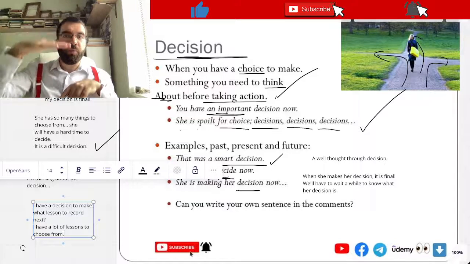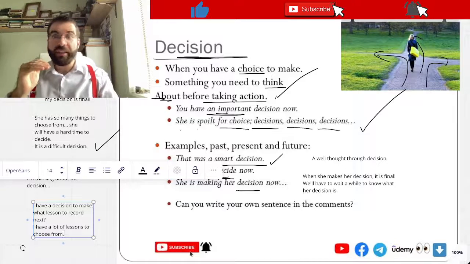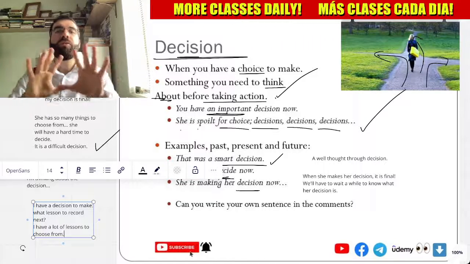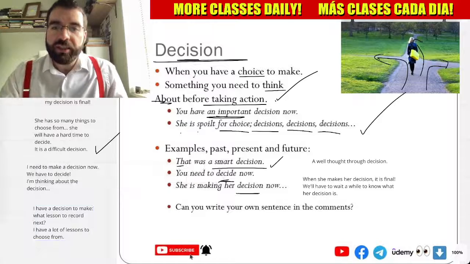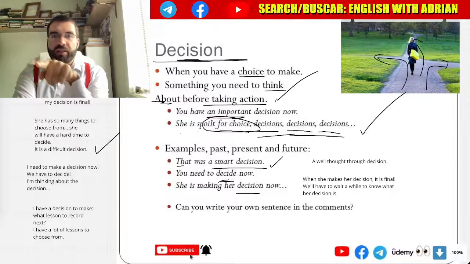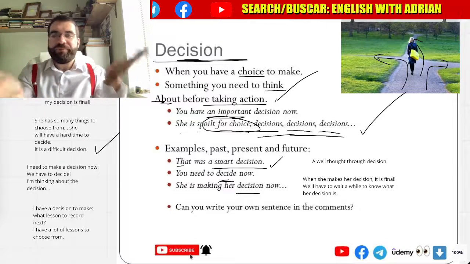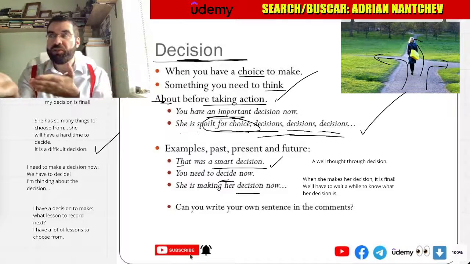I've got a document with a list of different lesson ideas, and I am spoiled for choice. Decisions, decisions, decisions. I have lessons on verbs, adjectives, nouns, idioms, and beyond to record. I am spoilt for choice. I need to make a decision what to record next.